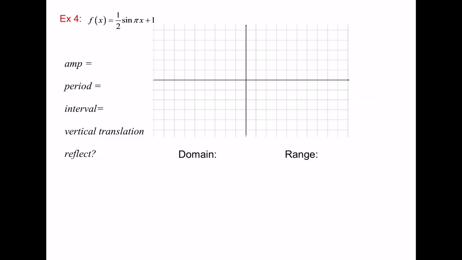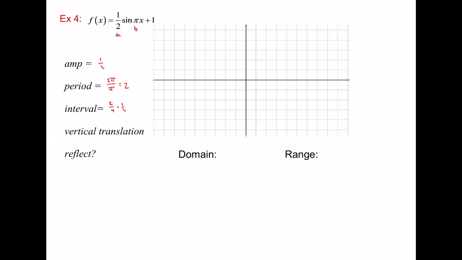So on this one, the amplitude is 1/2. So that's the a value. The period is 2 pi originally, divided by, in this case, b, which would be pi. That's the value in front of x. So our period is 2. And that's 2 radians, not tied to anything else. That's our measure in terms of our x-axis. The interval is a fourth of that, which would be 1/2.